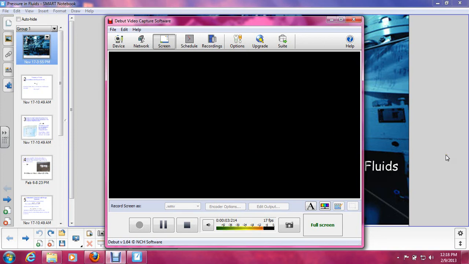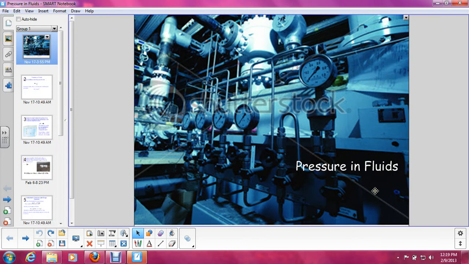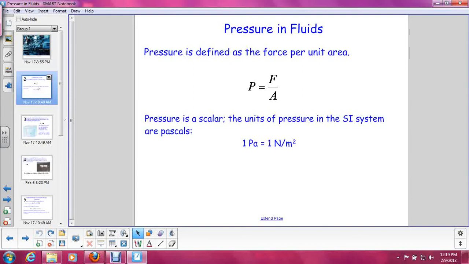Last time we talked about density, and today we are going to apply that to the topic of pressure, specifically in fluids. So the pressure of anything is defined as the force per unit area. If you have a really big force, but it's applied over a very large area, that's not very much pressure. You could also have a small force over a teeny tiny area, and that would be a lot of pressure. And pressure is a scalar.